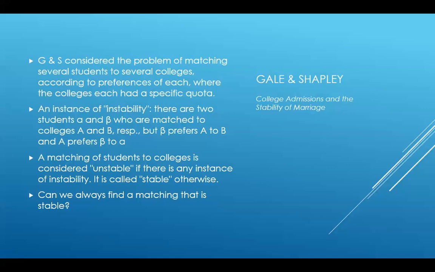Now, the big question on Gale and Shapley's mind was whether it's always possible to actually find a so-called stable matching. Is it possible to find a stable matching? And amazingly, the answer is yes, okay? It is always possible to find a stable matching, okay? And we'll see this in action pretty soon, okay?